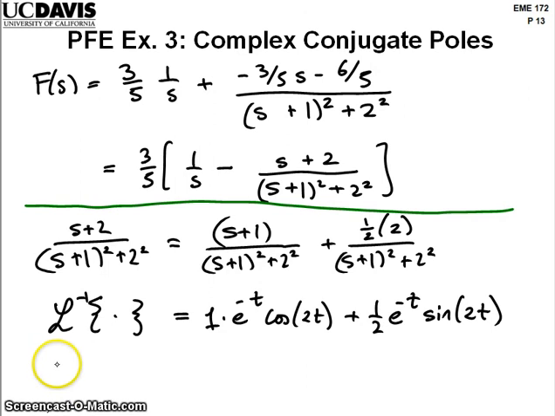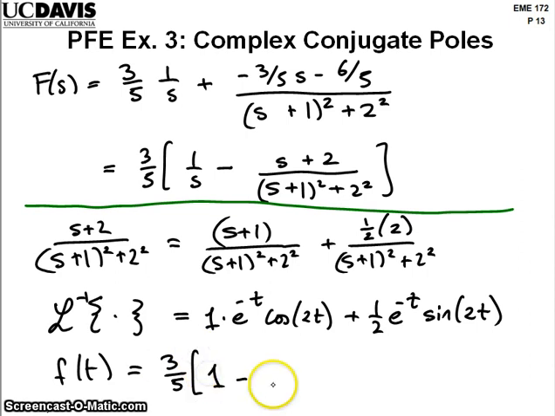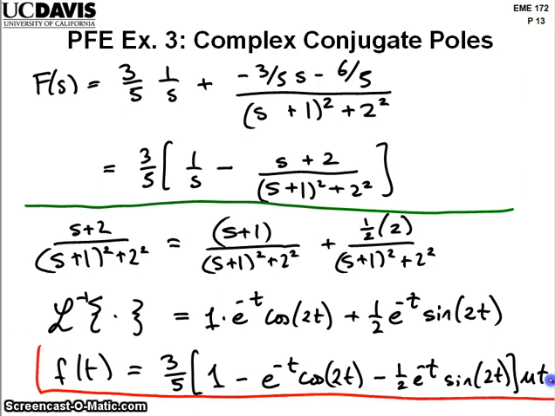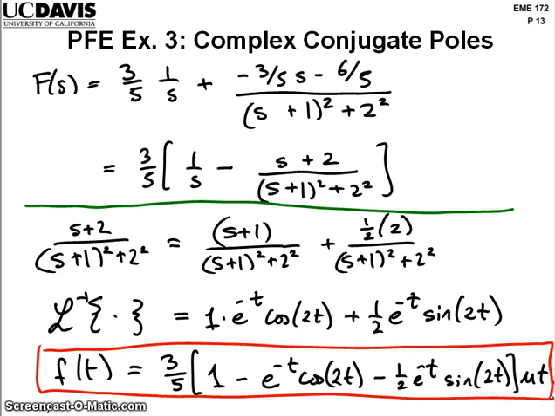So I can write the full solution down at the bottom. F of t is equal to 3/5 times 1 minus e to the minus t cosine 2t minus 1/2 e to the minus t sine of 2t, and the whole thing multiplied by the unit step. Okay, and that's all for this time. So see you on Monday.